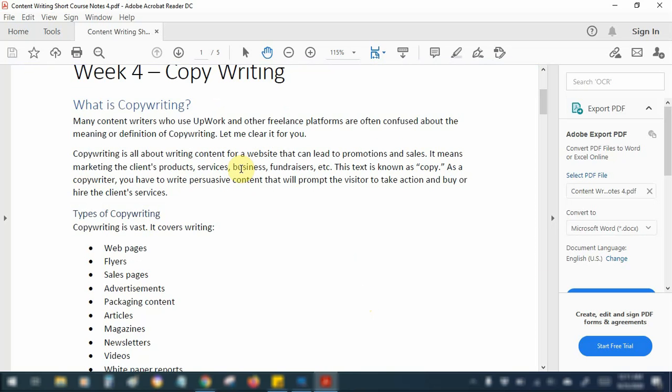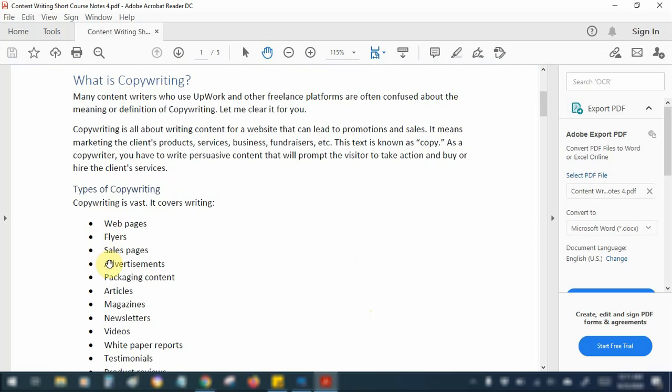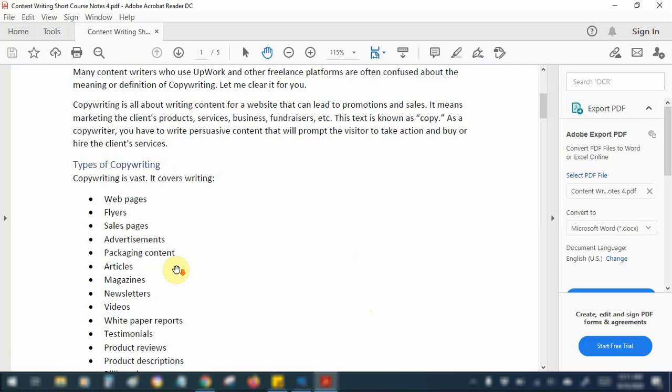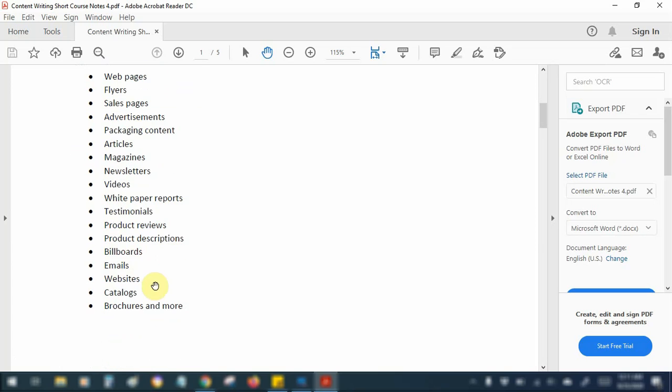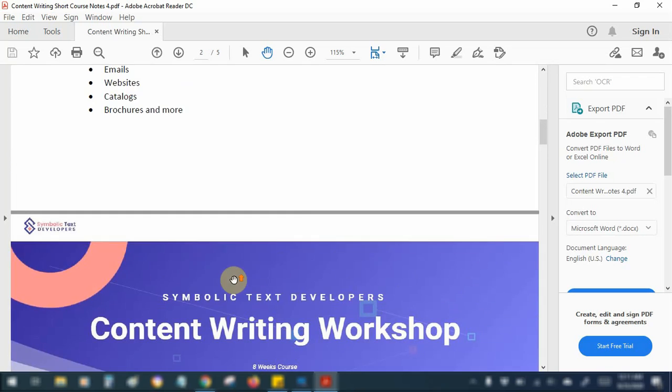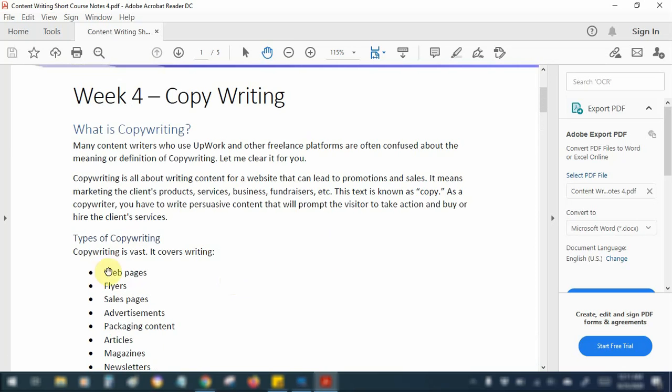Many content writers who are on Upwork and on other freelance platforms tend to confuse their expectations of the client as a copywriter. If a particular job says that they're looking for a copywriter, then you need to understand that they could be looking for any of these kinds of content. It could be a web page, it could be a flyer, it could be sales pages, advertisements, Facebook ads, Google ads. It could be ebooks that are promotional about a particular service. It could be product descriptions, billboards, emails, and even catalogs, brochures, and things like that. We categorize all of these as copywriting stuff.